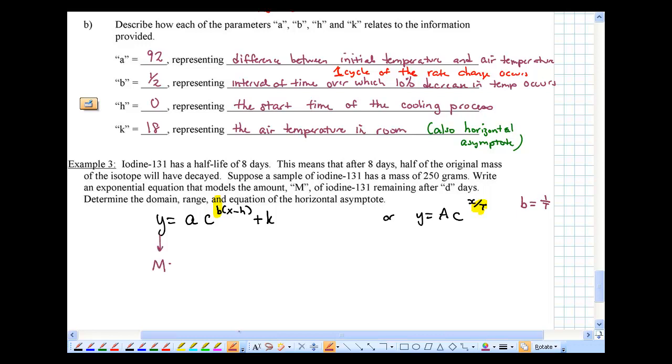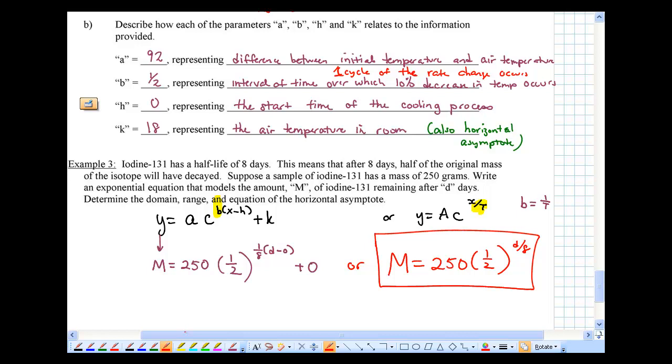Y becomes m. The initial amount is 250. Because it's half-life, my c must be a half. B, okay, here's the tricky part. Since it's 8 days, I guess it's 1 over 8. And its x now becomes d. There is no phase shift, or not the phase shift, no horizontal shift. Don't think there's any vertical shift as well, so we can leave it like that. Or better yet, how about m equals 250, 1/2 to the power of d over 8. That is your equation.